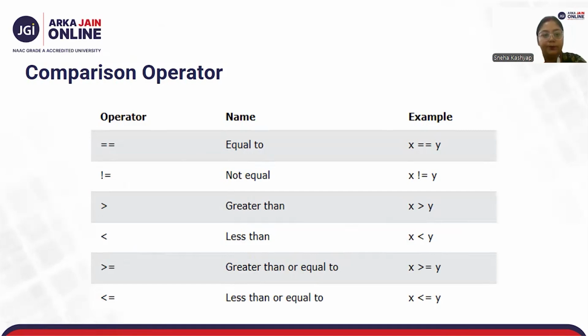Moving to the next topic, that is the comparison operator. The comparison operator basically contains double equal, that is the equal to sign. So if I want to say x double equals y, it means x is equal to y or not. When we use a single equal, it means we are assigning the value. But when we use double equal, we are trying to compare the value.